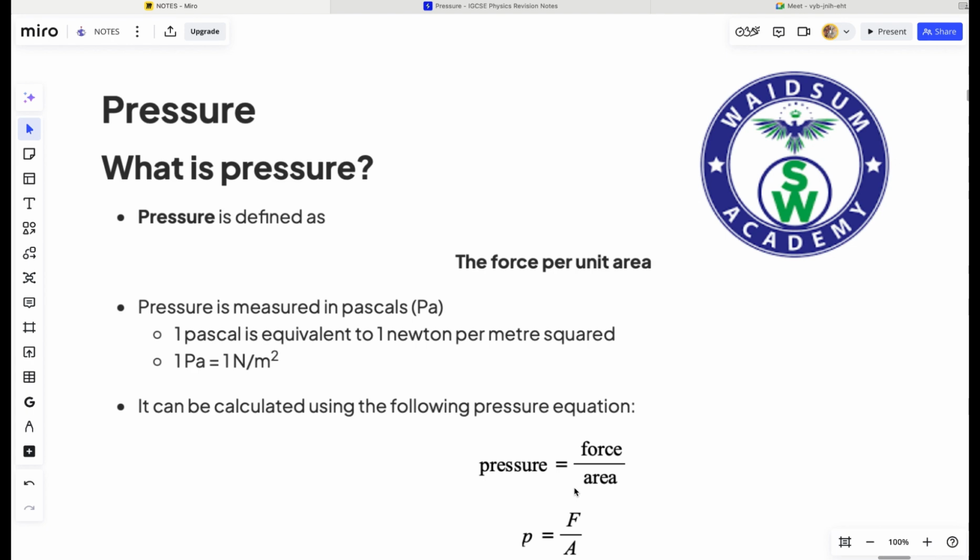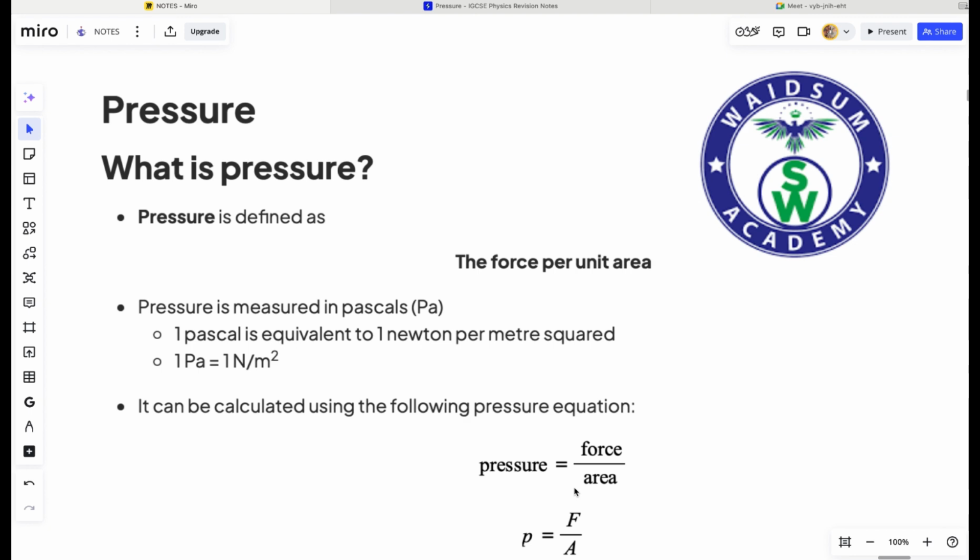This is probably chapter 6, chapter 7 of physics. Now let's quickly take a look at pressure. In our previous class, we looked at momentum. We've done momentum, Hooke's laws, forces, motions, and graphs of motions. Now let's quickly take a look at pressure.